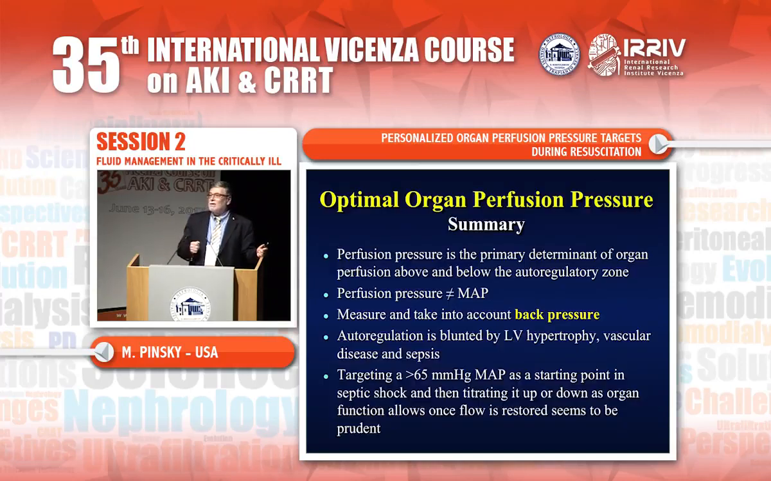So let me just summarize to give it to you in perspective. You want to get a perfusion pressure to be above the autoregulation level. Perfusion pressure is the primary determinant of organ blood flow below that autoregulatory range. Above it, autoregulation occurs. Perfusion pressure is not mean arterial pressure. If you have intra-abdominal hypertension, a mean arterial pressure of 70 may be a perfusion pressure of 30. You don't know. You have to measure the back pressures. So measure the back pressure.